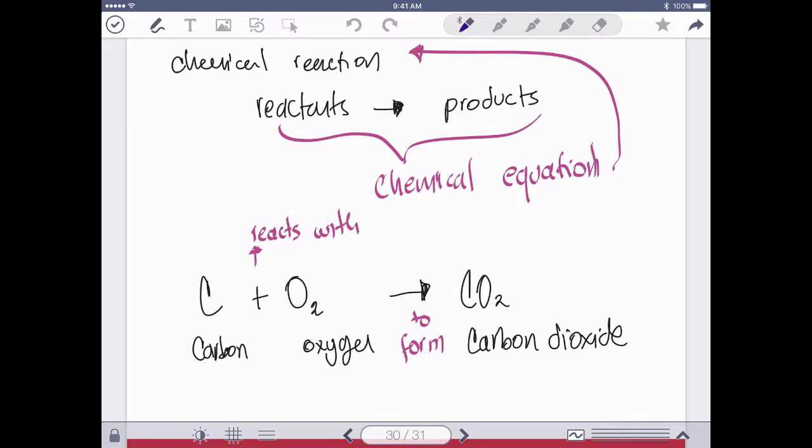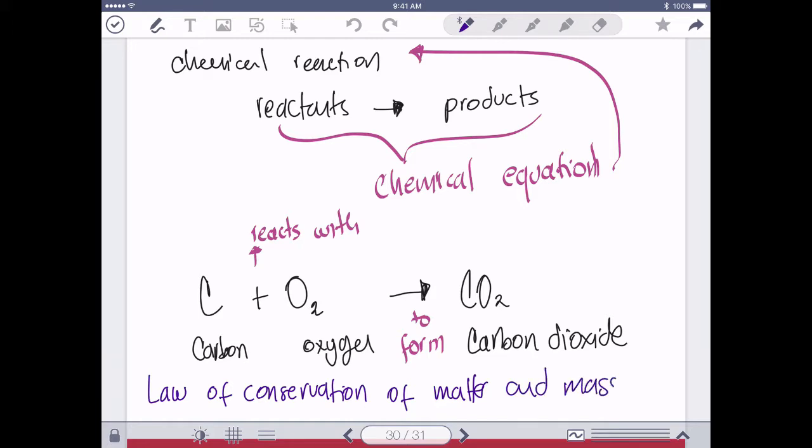When looking at a chemical equation, there is something else that we need to focus on and pay very important attention to, and that is called the law of conservation of matter and mass. What it tells us is that atoms are neither created nor destroyed in a chemical reaction. Therefore, I should have equal amounts of atoms on the reactant side and the product side.